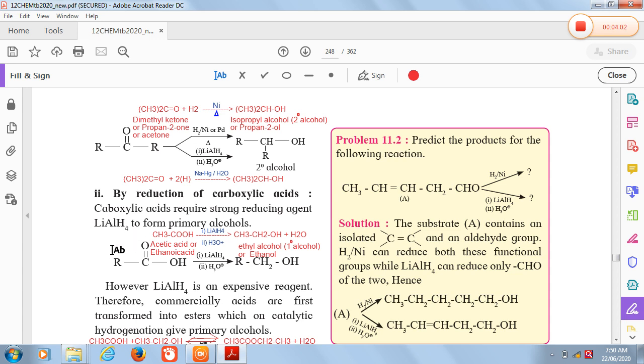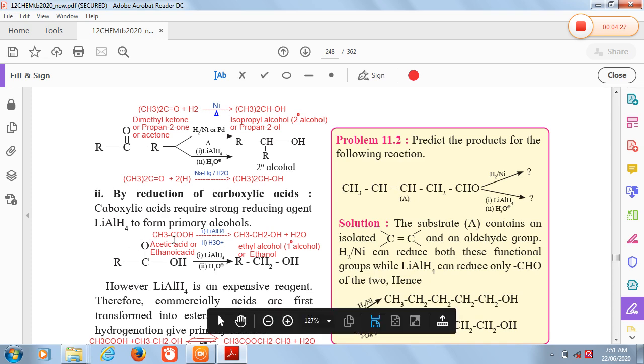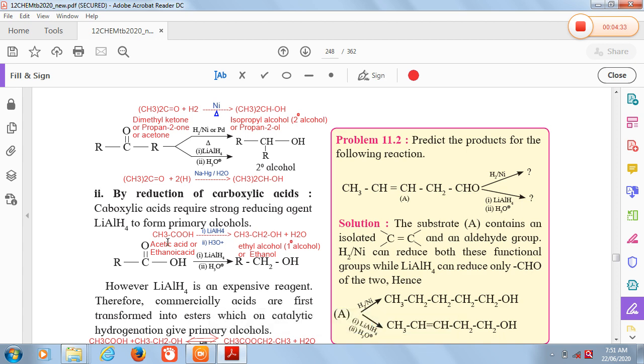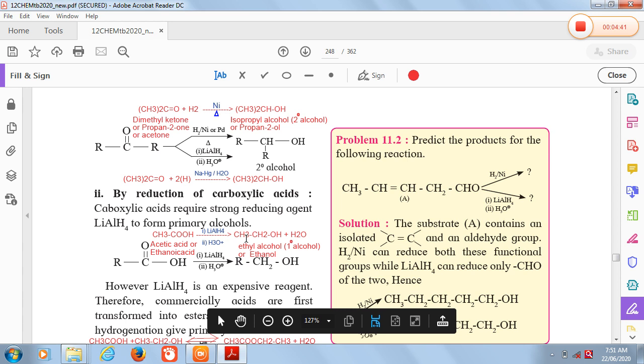For example, acetic acid, CH3COOH, IUPAC name ethanoic acid, reacts with LiAlH4, and then we hydrolyze this in presence of acid, that is H2O/H+, then we get ethyl alcohol and water. So 4 hydrogens are added. Out of that, 2 hydrogens are added to C double bond O, and it gets converted to CH2, while the oxygen of C double bond O gets converted to water because it reacts with 2 hydrogens. So your product is ethyl alcohol.